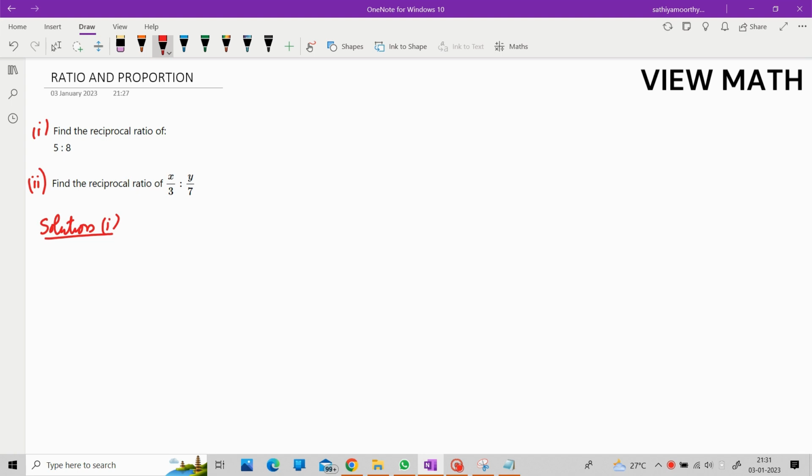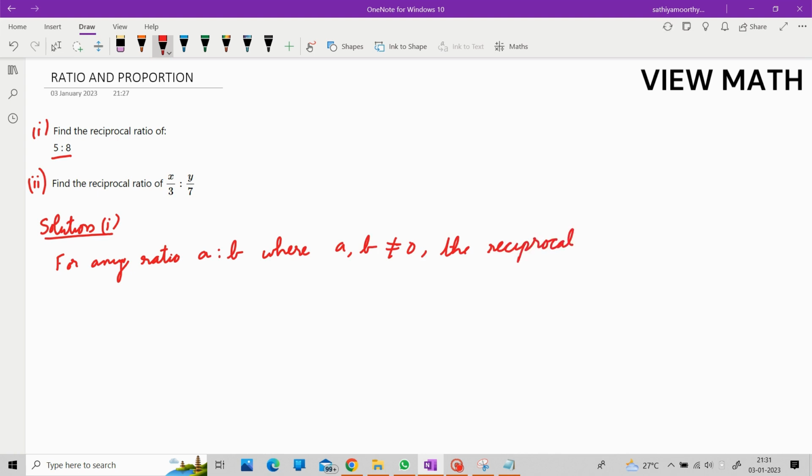Find the reciprocal ratio of 5:8. We know that for any ratio A is to B, where A, B is not equal to 0, the reciprocal ratio is 1/A is to 1/B, which is equal to B is to A. So with this one, we are going to find out the reciprocal ratio of 5:8.